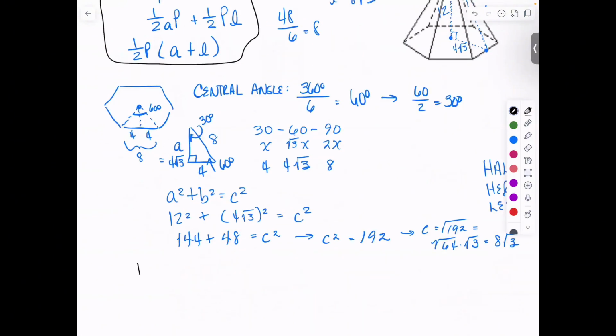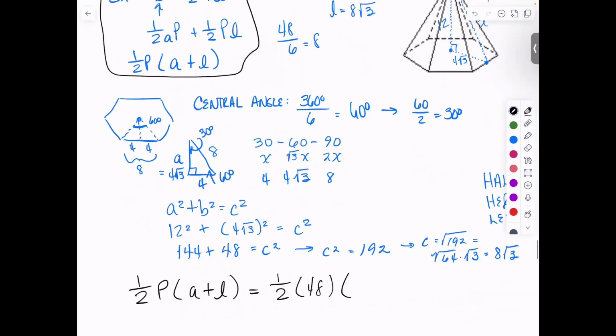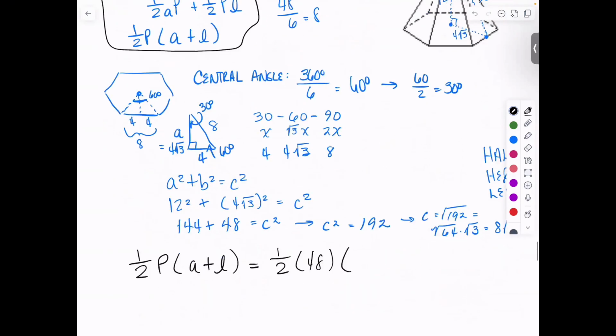So if we take 1/2 perimeter times A plus L, and don't expect these to be pretty, these could be kind of nasty. Actually might not be bad. Yeah, we have 4√3 and 8√3. Sorry about the noise there. 1/2 of 48 is 24. And 4√3 and 8√3 truly add up to 12√3. Almost there. What's 12 times 24? Ultimately, that's 288. So 288√3.